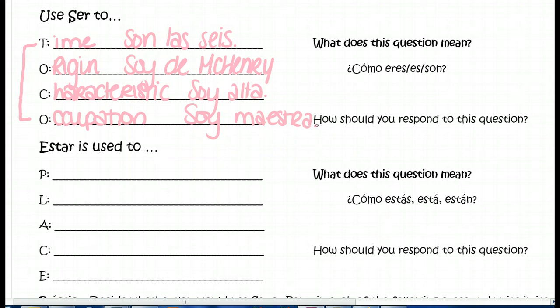I want you to take a look at the right at the question, ¿cómo eres?, or ¿cómo es?, or ¿cómo son?, and I want you to think about it and write down, what does this question mean? And then, how would you respond to this question?